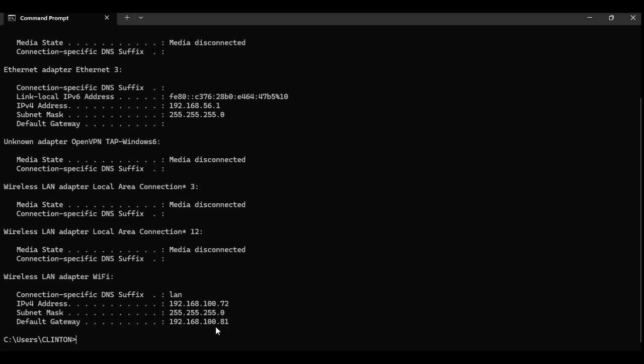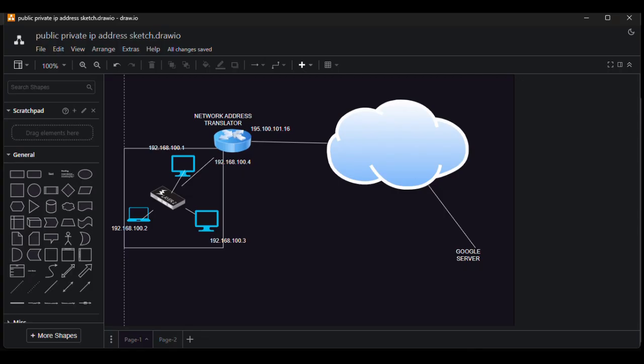The other part here is the default gateway. This is the IP address that I assign to my router. This is the IP address of my router, the route through which every device connected to my network goes to the internet. So let's look at it.